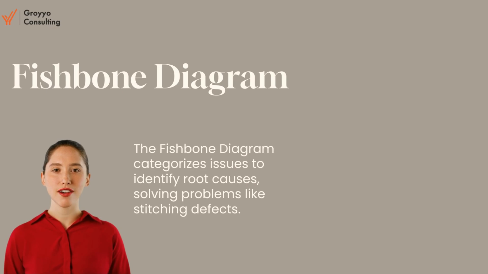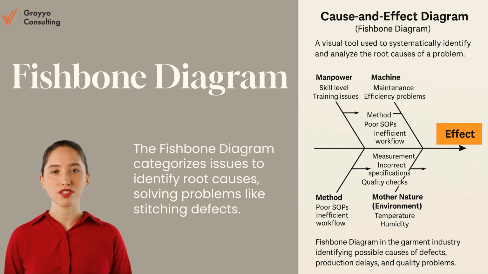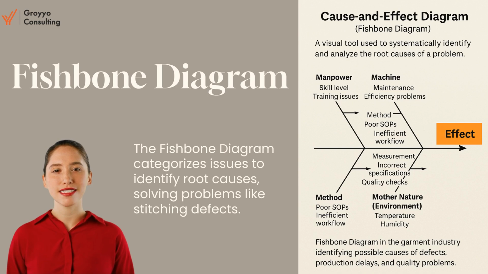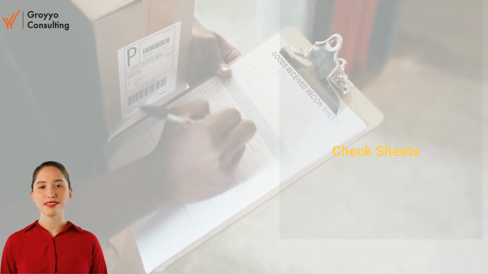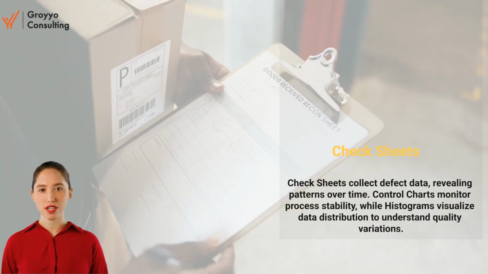The Fishbone diagram helps identify root causes of production issues by categorizing potential causes. It's a powerful tool for pinpointing problems like excessive stitching defects and implementing targeted solutions. Check sheets collect and organize defect data, revealing patterns over time.